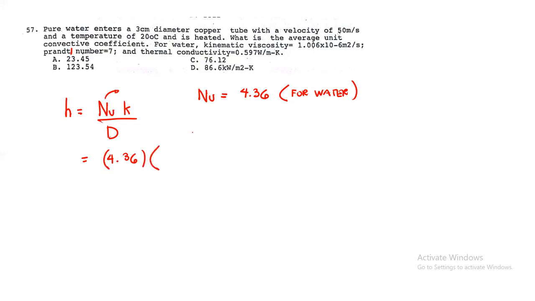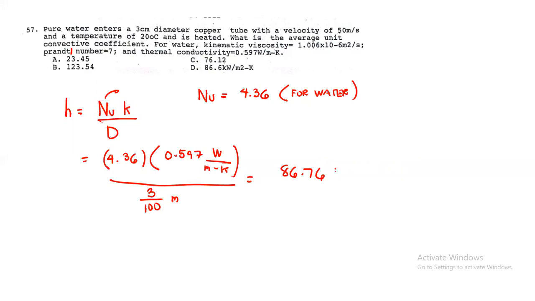So that is constant. Then k, 0.597 watt per meter Kelvin. Then our diameter is 3 centimeter, so we divide 3 by 100 to make it meter. The meter will not cancel there, it becomes meter squared. So our answer here, guys, is 86.76 watt per meter squared Kelvin. So, the answer is letter D.